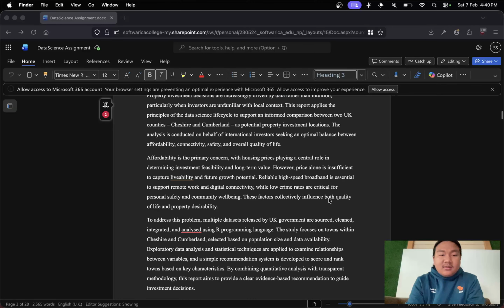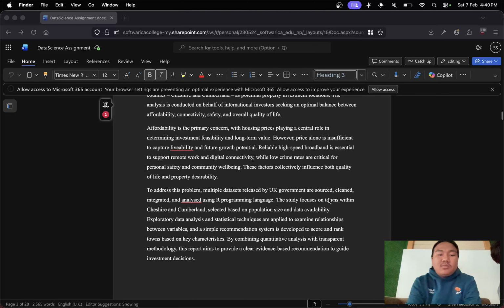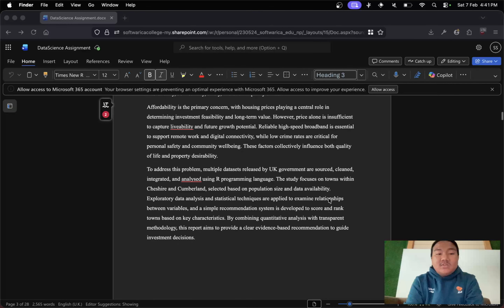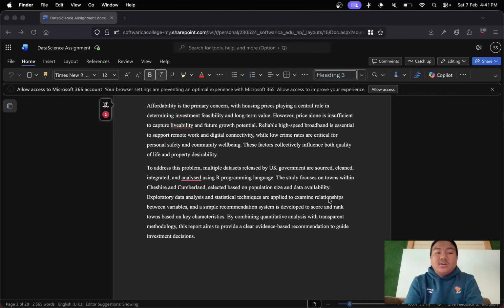Rather than relying on intuition, this project follows a data-driven approach and evaluates locations using three key factors: house prices to measure affordability, broadband speed to represent connectivity and support remote work, and crime rate to reflect safety and quality of life. These factors together give a more realistic view of property investment.